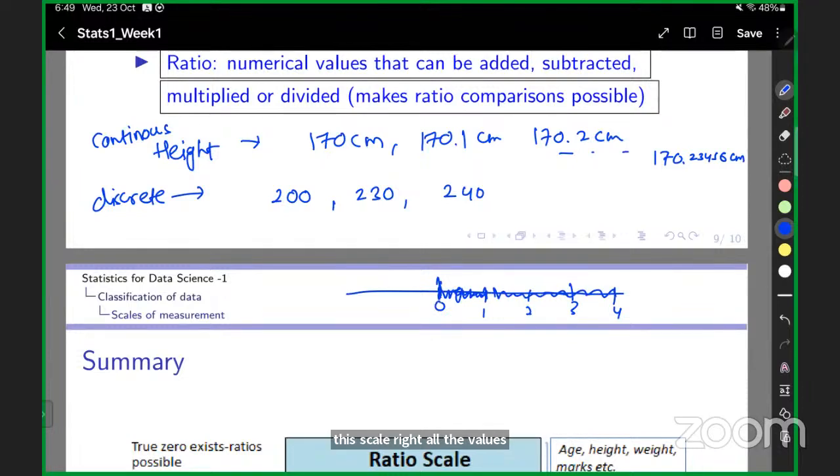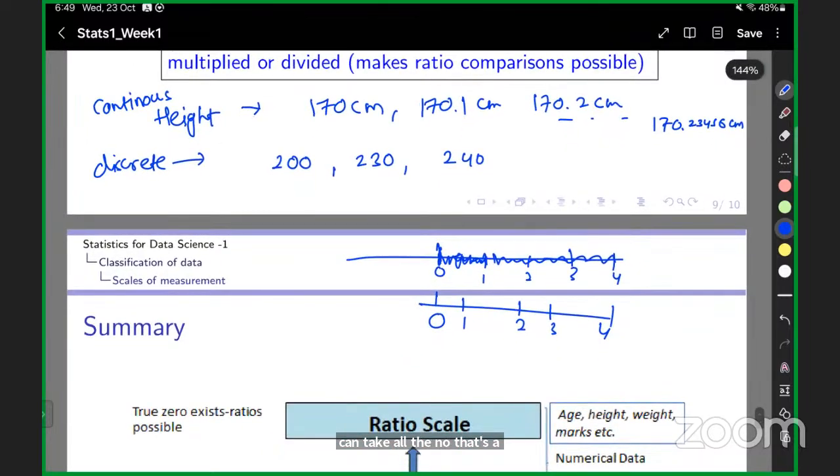it is continuous. If it takes only some points, not all of them, let's say 0, 1, 2, 3, 4, then this is what makes it a discrete thing. So you have to see the scale, and then think: can it take all the values? Yes, then it is continuous. Can it take all the values? No, then it's a discrete type of variable, discrete type of data.